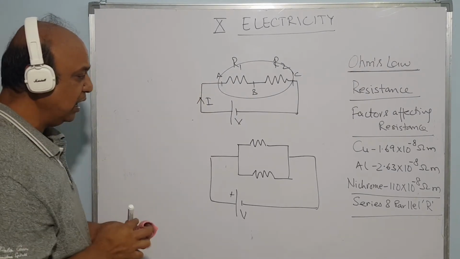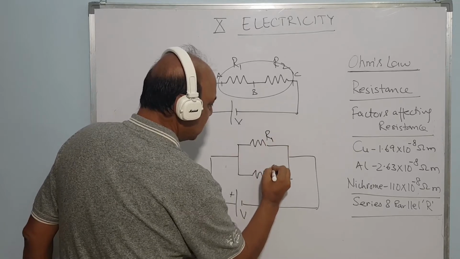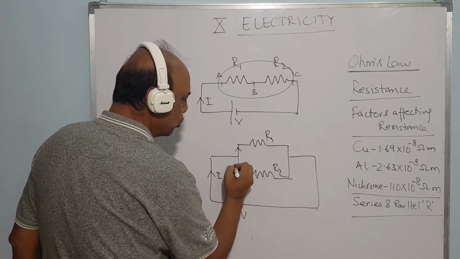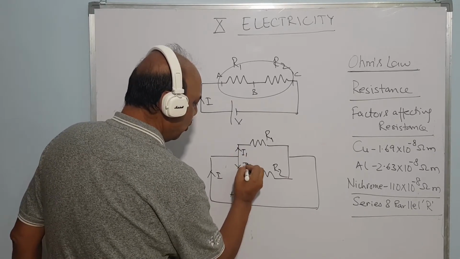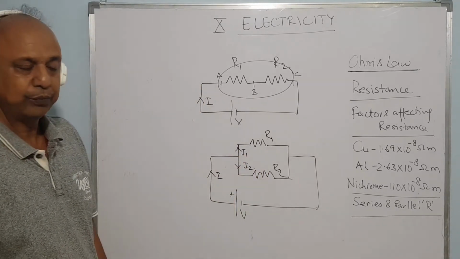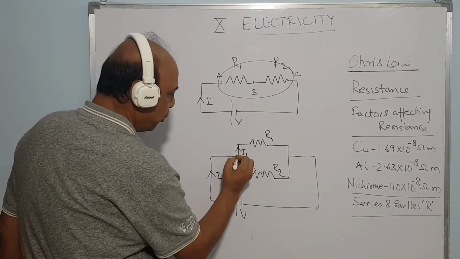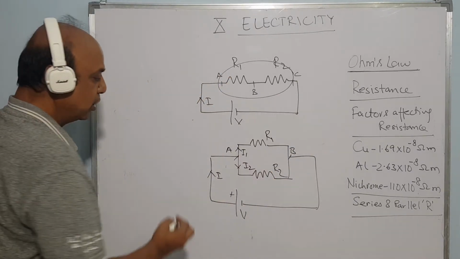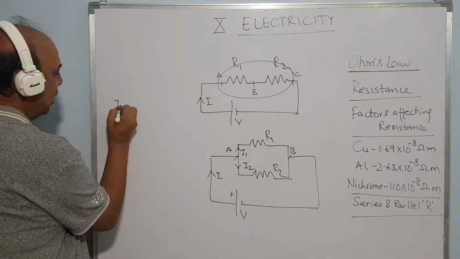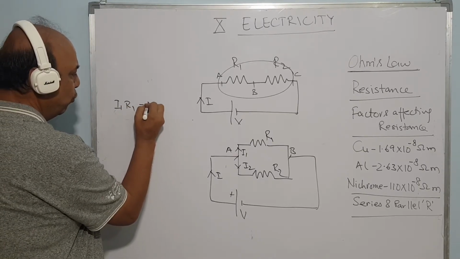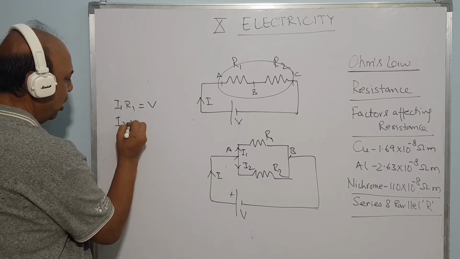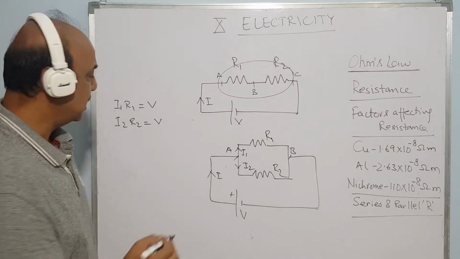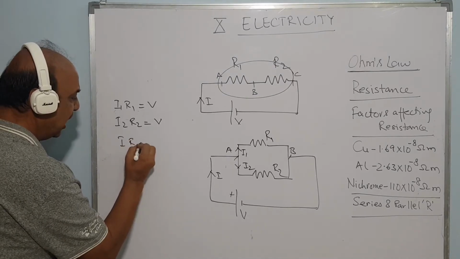Coming down to parallel, if this is R1, this is R2, if current flowing is I, what happens here? Some current goes here, some current comes here. So let me call it I1 and I2. Potential difference V is the potential difference across these two points A and B. So I1 R1 is equal to V, I2 R2 is equal to V. If I say equivalent resistance is R, then I R is equal to V.